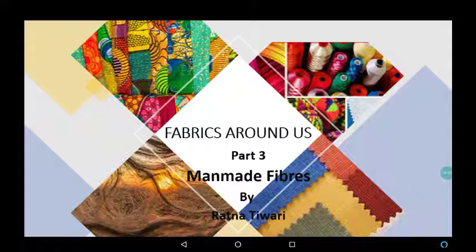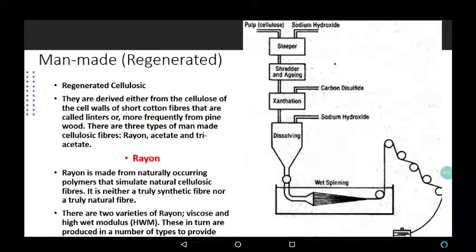Today, I am going to explain to you about man-made fibers. This video is part 3 of your chapter Fabrics Around Us. In part 2, I explained natural fibers and their properties like cotton, wool, silk, linen, jute, etc. So let's begin with regenerated man-made fibers.